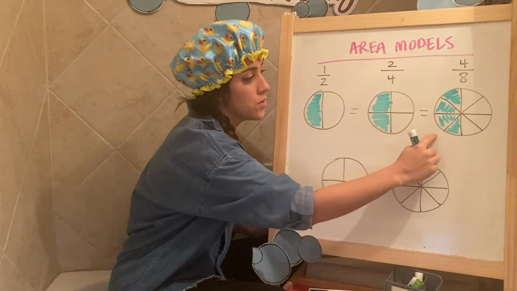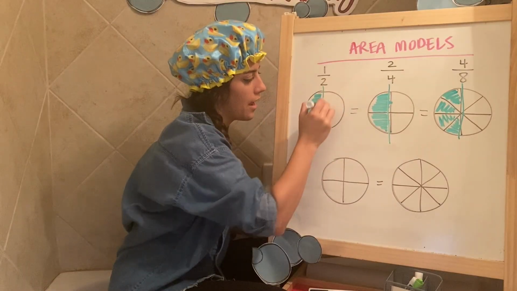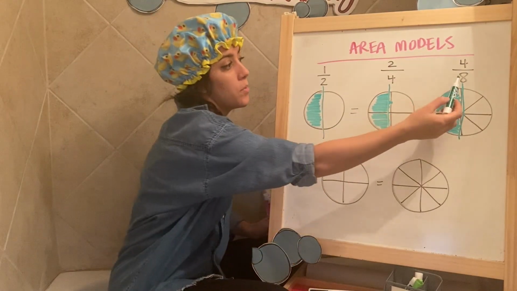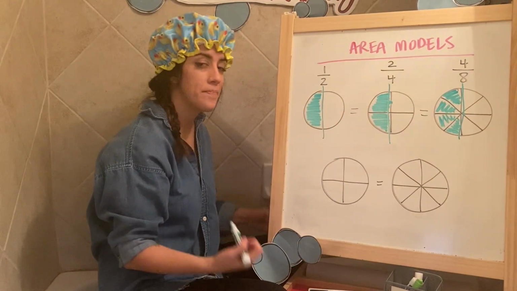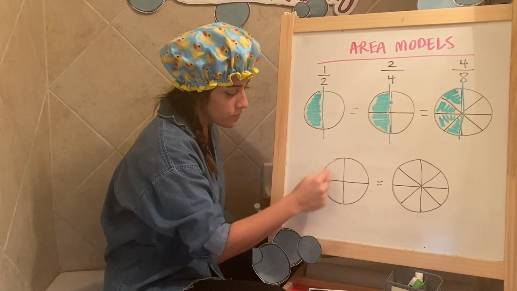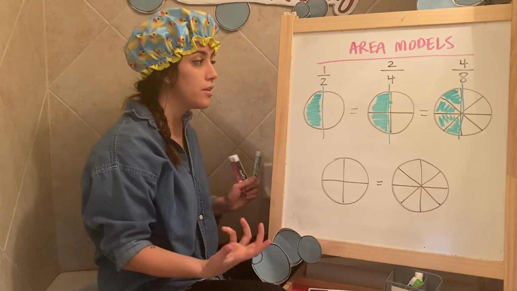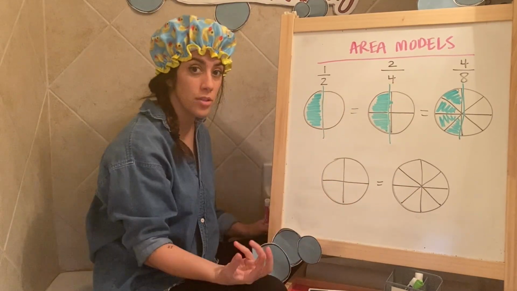So these visually all look the same. They all end up at the halfway mark. It's half the circle, right? Even though we represented it in different fractions. Let's do another example. Down here I have a circle divided up into 4 parts and another one divided up into 8 parts. What's another example that was not here that we could do?